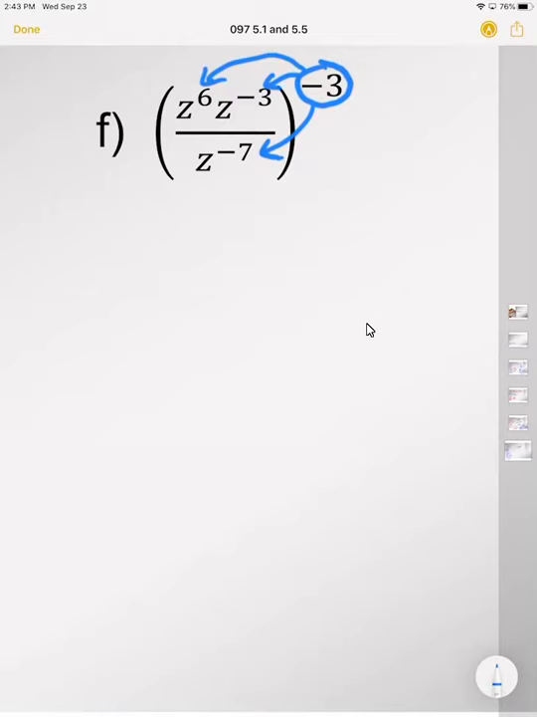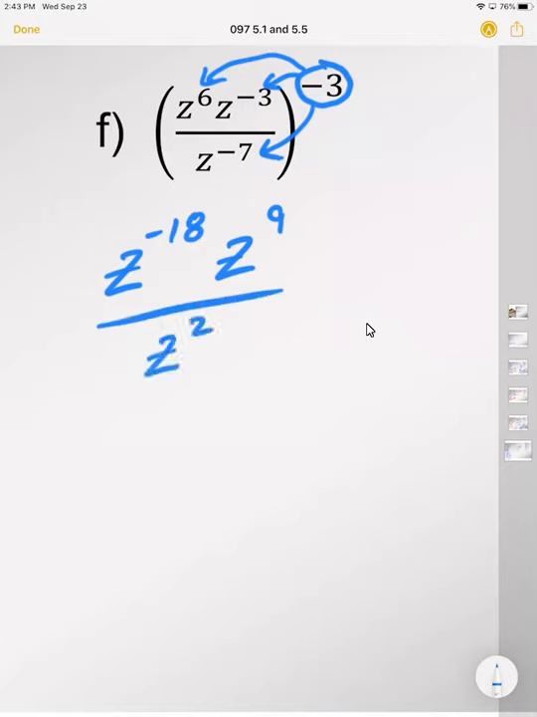If I distribute them in, I multiply this item to give me a negative 18, because 6 times 3. I multiply this thing here to give me a positive 9, because a negative times a negative will give me a positive 9. And all over a positive 21. Everybody see that a negative 7 times a negative 3 gives me a positive 21, negative 3 times negative 3 gives me a positive 9, and vice versa, a negative 18.